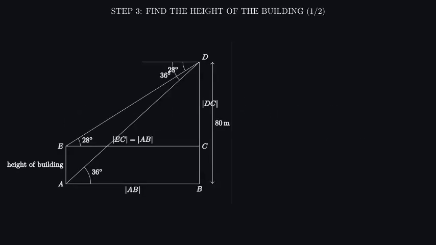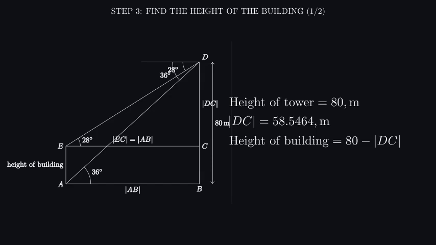The full tower is 80 m high. The part from the top of the building level to the top of the tower is 58.5464 m. So the height of the building is 80 minus length of DC. So the height of the building is 21.4536 m.